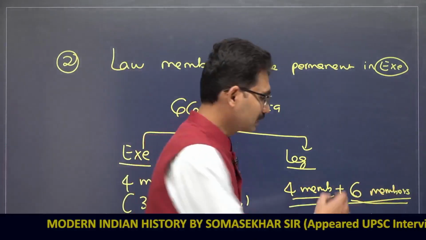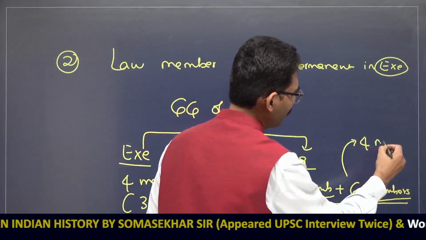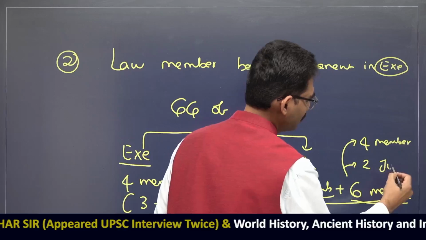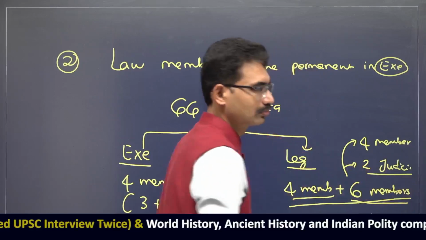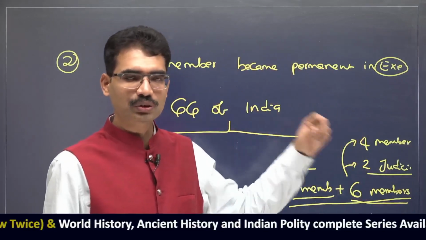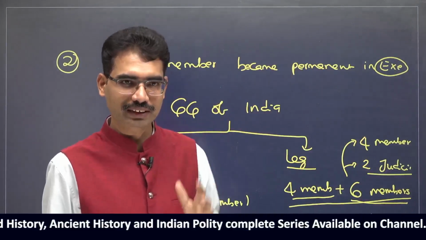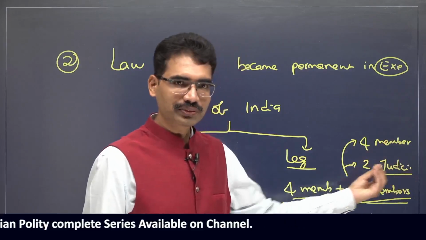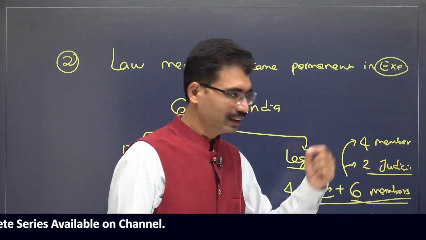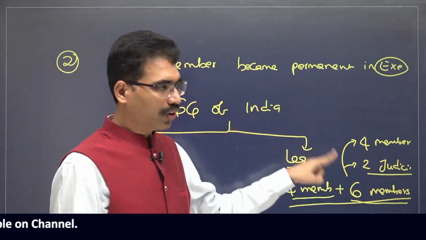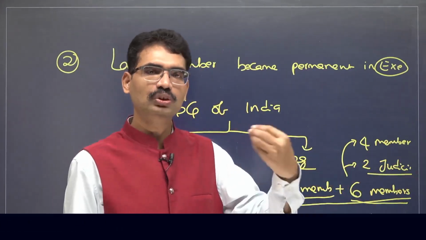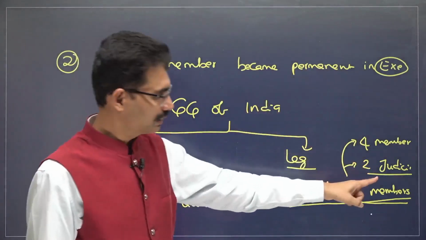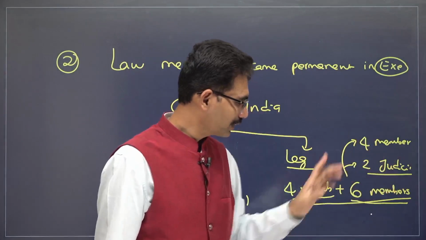In these 6 members, 4 members from 4 provinces, and 2 members from judiciary. Already the Supreme Court is there. The Supreme Court was established with the Regulating Act. Regulating Act, you remember? Their Chief Justice and 1 judge will be there. If the Governor General wants, he can even nominate 2 members from civil service also, bureaucracy also. But they did not exercise that. In this way, 6 members were there additionally.